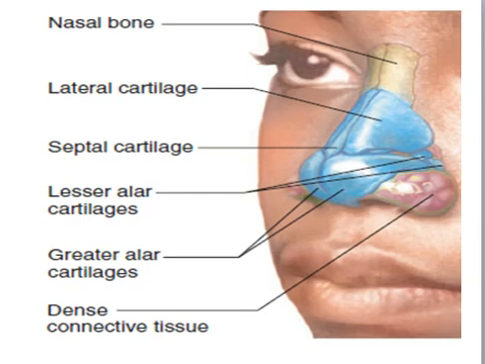The nose is composed of a framework of bone and cartilage. This part is the bony part of the nose. This is the nasal bone. The other part is composed of cartilage. You see here, this is the lateral cartilage and the septal cartilage which separates the two sides, and the lesser alar cartilage and the greater alar cartilage. Here you see we have dense connective tissue. This is not a cartilage, and this is called ala nasi.